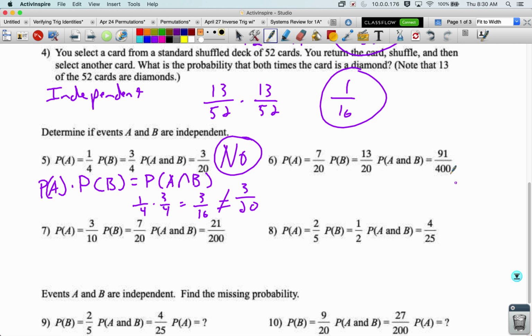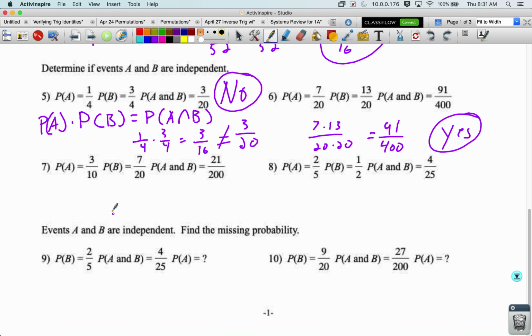Okay, what happens if I multiply these? 7 times 13 over 20 times 20. 7 times 13 is 91, and 20 times 20 is 400, so this one's a yes. All right, I think you can see how easy these ones are.